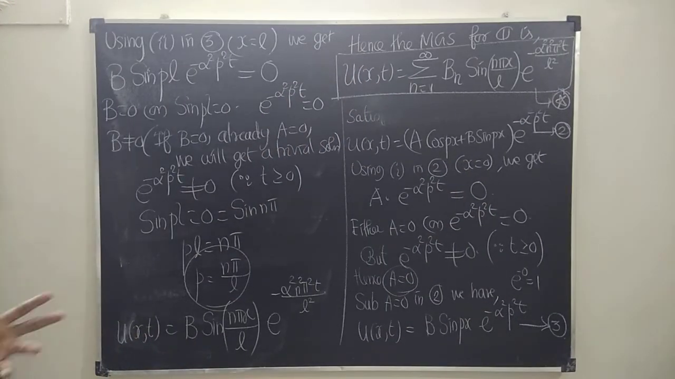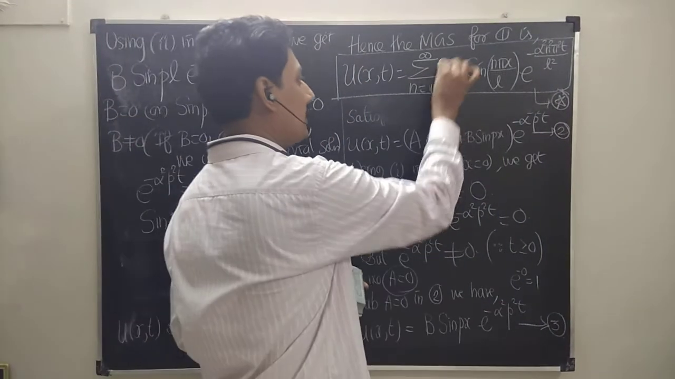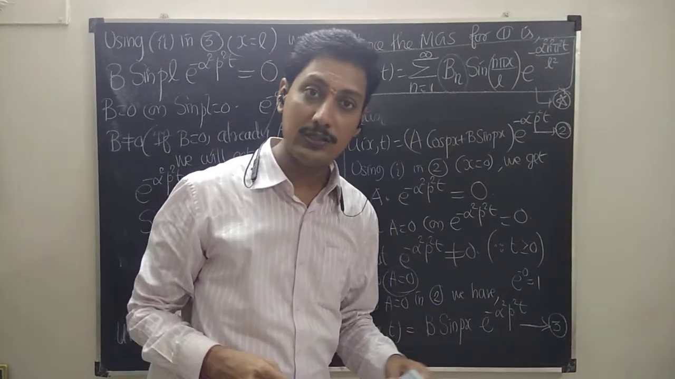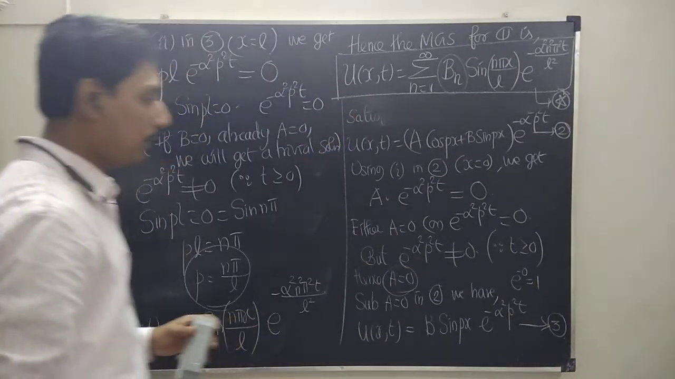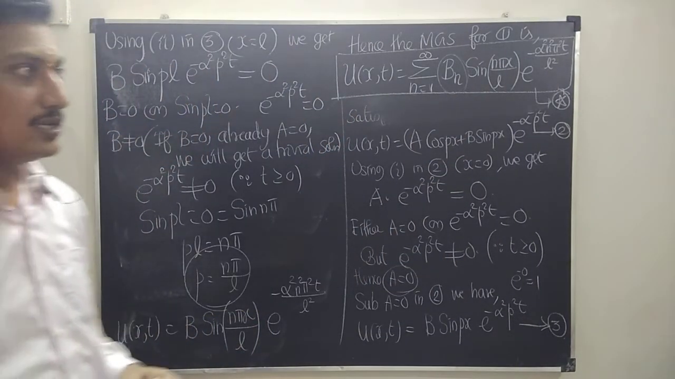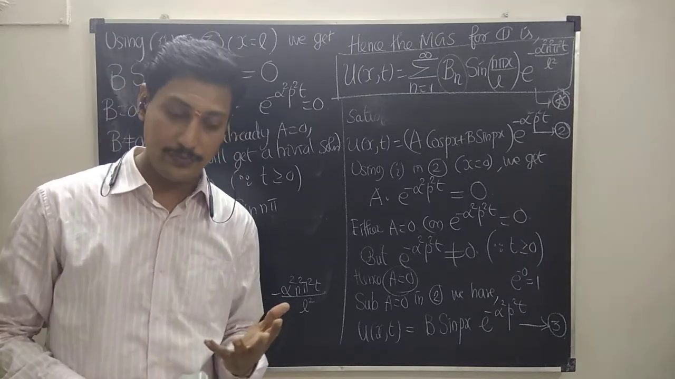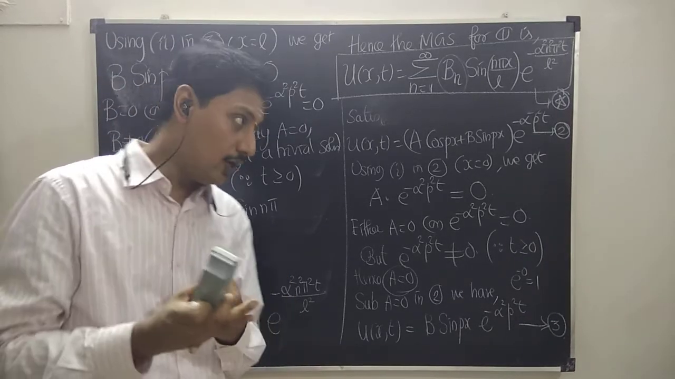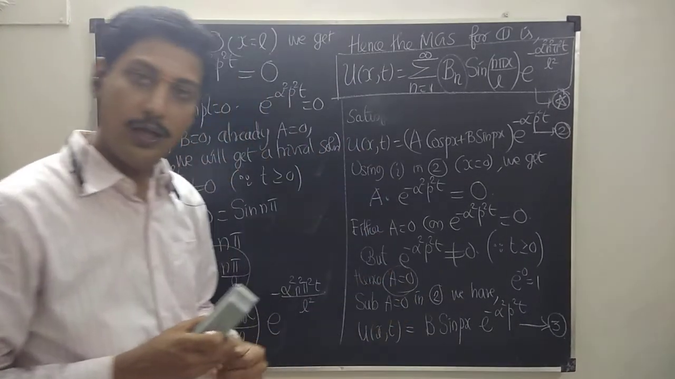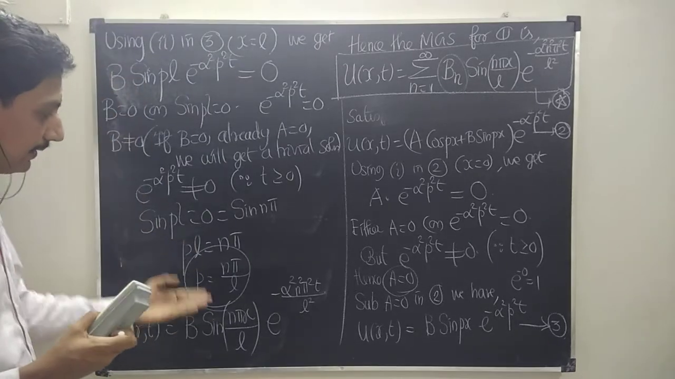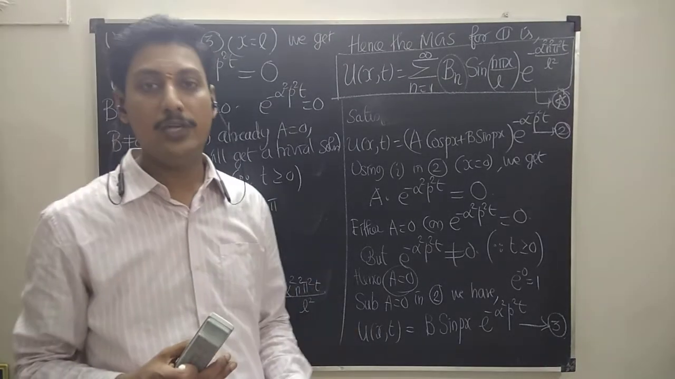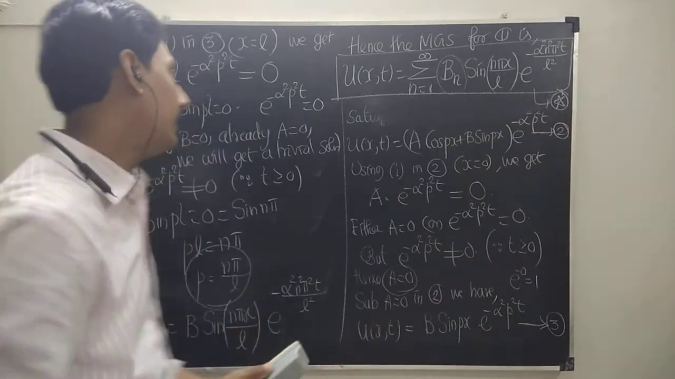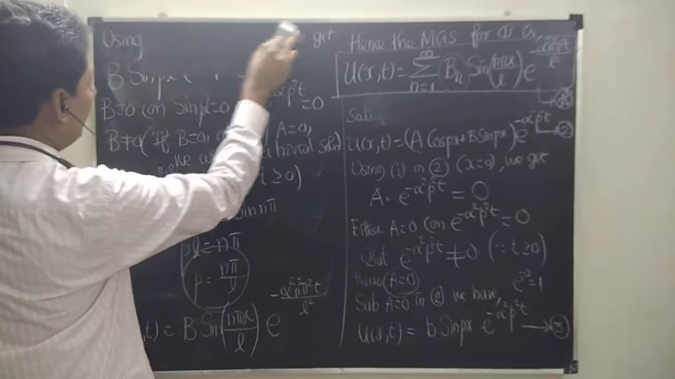Still I need to find out this constant Bn. So, how to get this constant? Still I have the third boundary condition. What is the third boundary condition? Initially time t equal to 0. At x equal to 0, we get A equal to 0. At x equal to L, we get p equal to n pi by L. Now, when t equal to 0, we get the Bn value. So, let us use the condition number 3 now.